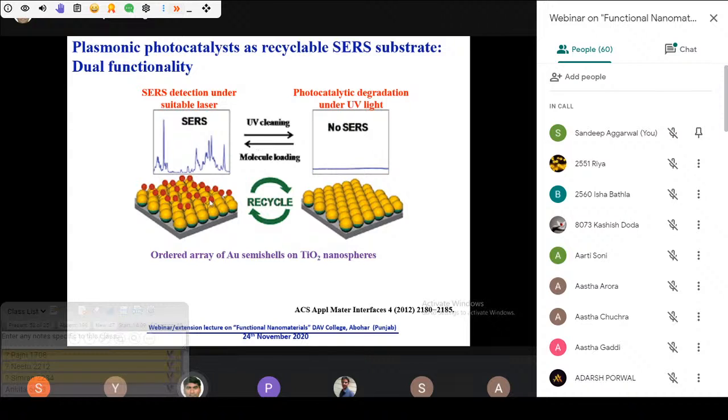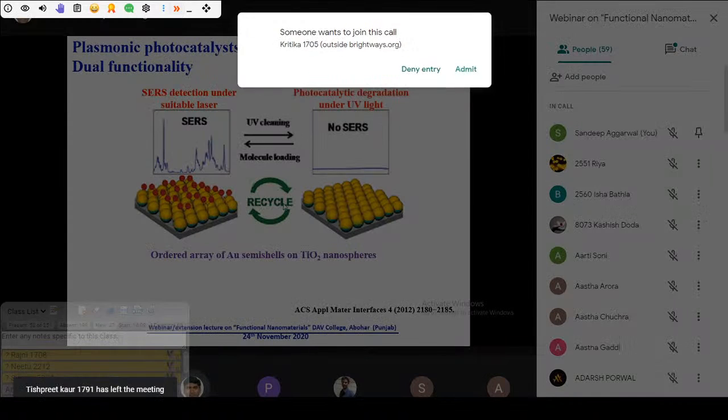Again, we can put the organic molecule and we can detect. And with the help of UV light, these molecules can be degraded. So the surface can be clean. So these kinds of materials could be used as a recyclable material.